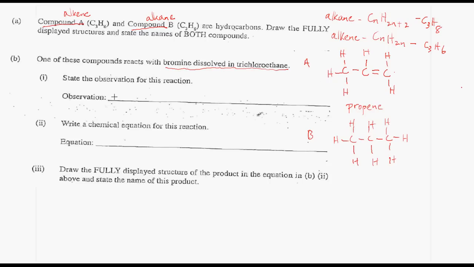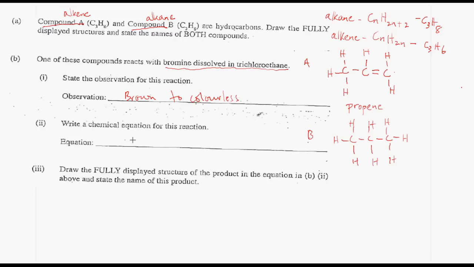And what is the observation? When they ask you for an observation, they ask you what are you seeing, what are you smelling, what are you hearing. So in this case, we're going to have a color change. The bromine will change from brown to colorless, right? And the type of reaction in this case is an addition reaction.